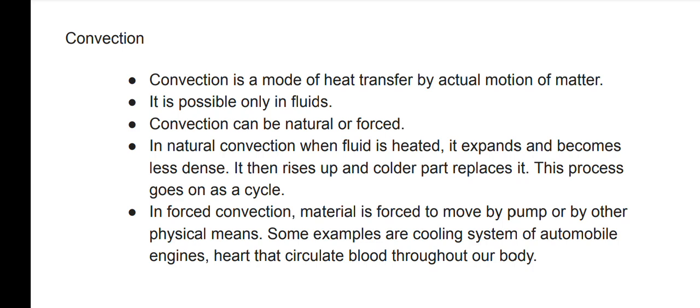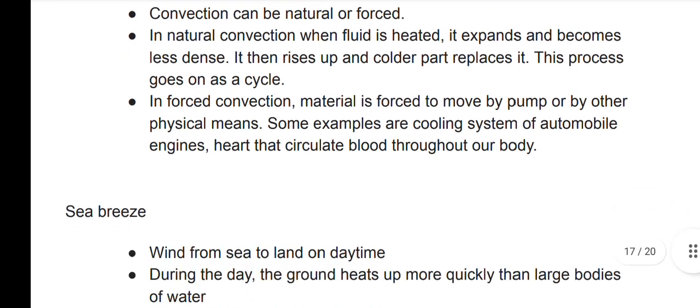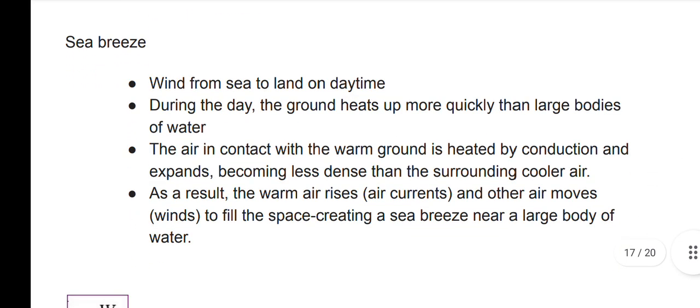In natural convection, when the fluid is heated, it expands and becomes less dense. It then rises up and the cooler part replaces it. This process goes on as a cycle. In forced convection, material is forced to move by a pump or by other physical means. Some examples are the cooling system of automobile engines and the heart that circulates blood throughout our body. Sea breeze: wind from sea to land in the daytime.